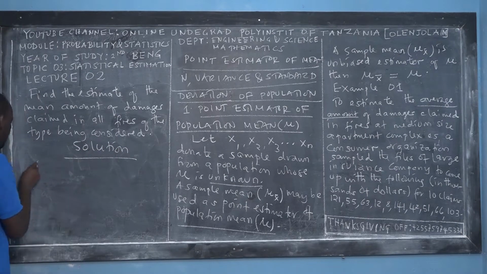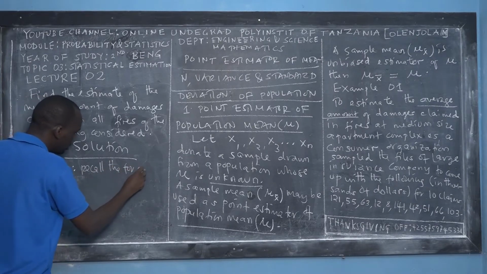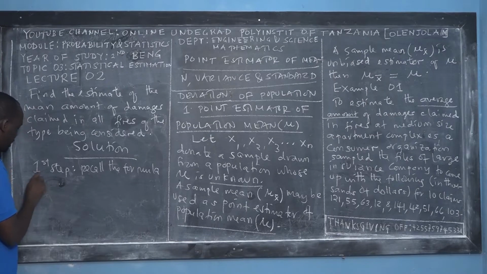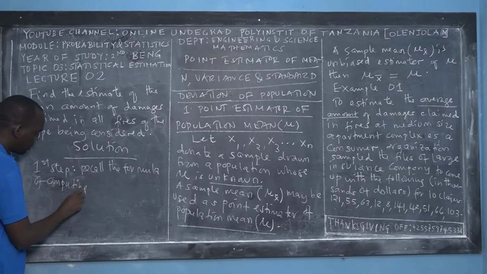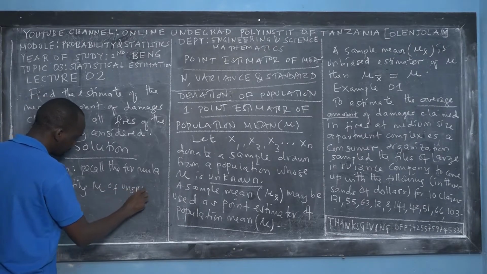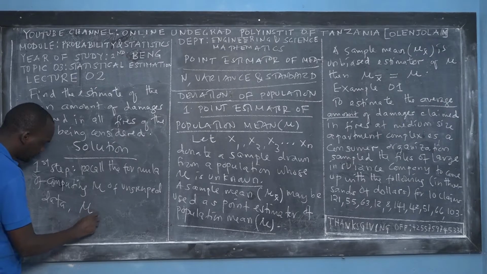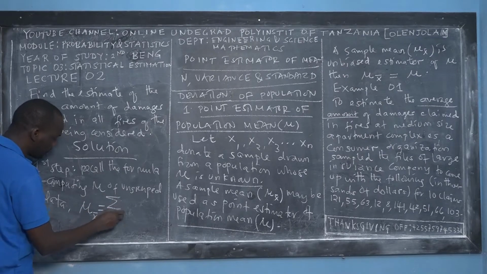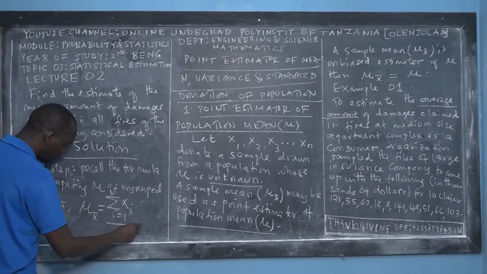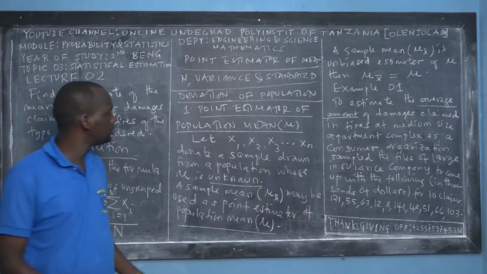Yes, it's 3 steps. The first step, we say recall the formula of computing mean, because that's the sample, computing mean of ungrouped data. I've already mentioned in the previous lecture, but in case you forgot, this is the formula. The mean of sampling distributions of mean will be the summation of the statistical data given, from i equals 1 to n, over the number of items. So that's the general formula for this case.